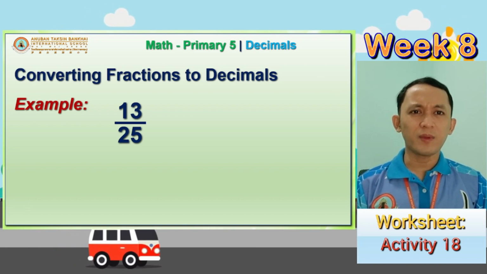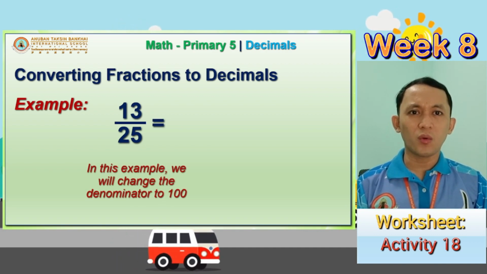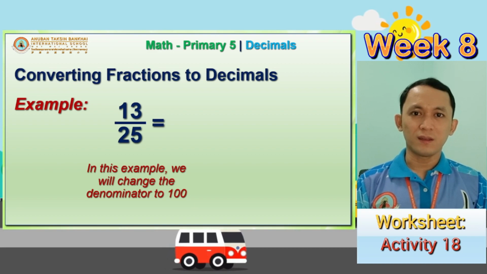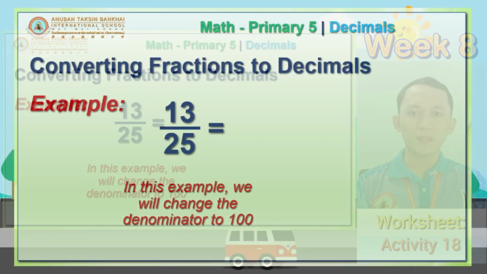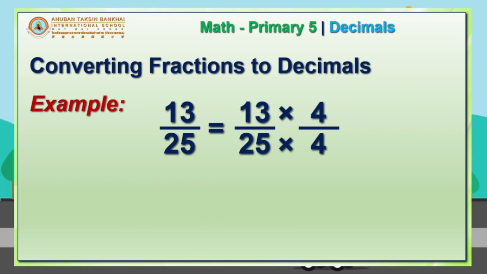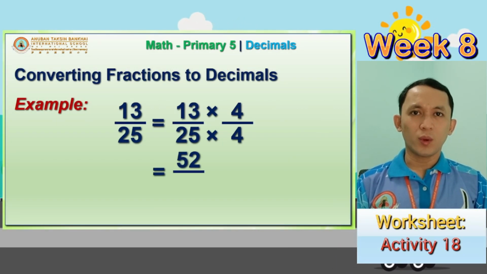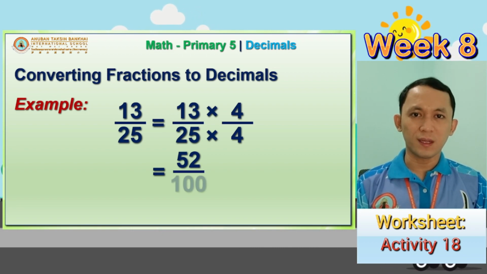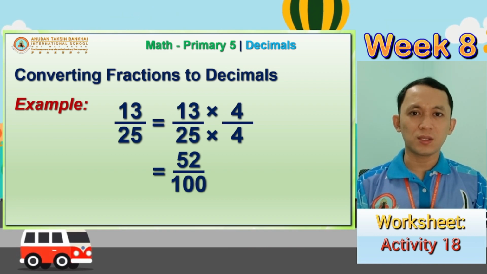Again, our denominator is not 10, it's not 100, it's not 1000. So we are going to change our fraction. In this example, we can change 25 to 100. So therefore, we are going to multiply it by, of course, 4. So we have 13 times 4, we have 52. 25 times 4, we have 100. And now we can change our fraction into a decimal.